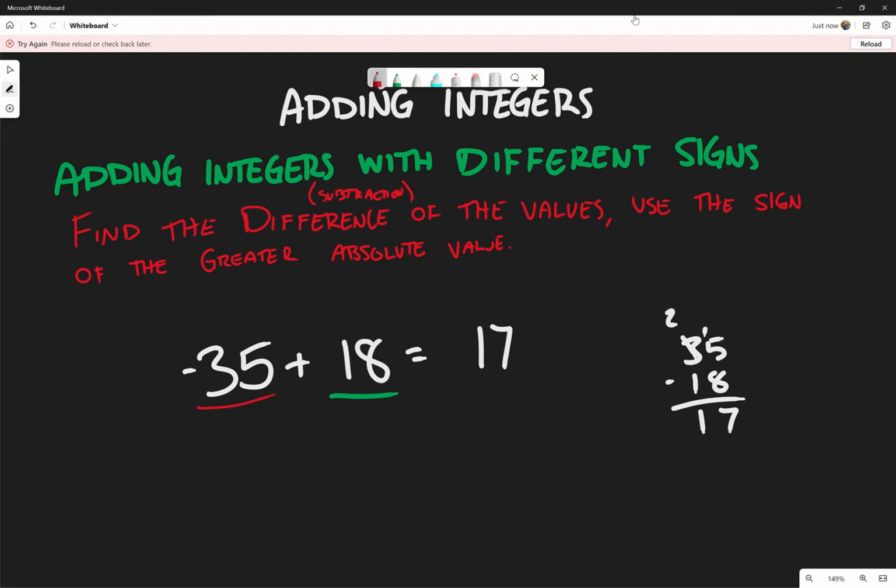And then to look at the signs, I want to say, do I have more negatives? I have 35 negatives here. I have 18 positives. I have more negatives, so my answer will be negative. Since I have more negatives, my answer stays negative. Okay? That's how this works. That's how our adding integers works. We follow our 2 rules. Same sign, add them up and keep the sign. Different signs, subtract them and keep the bigger sign.